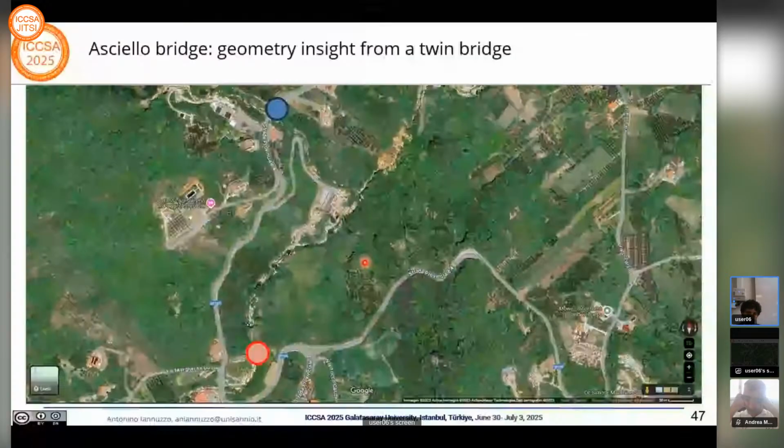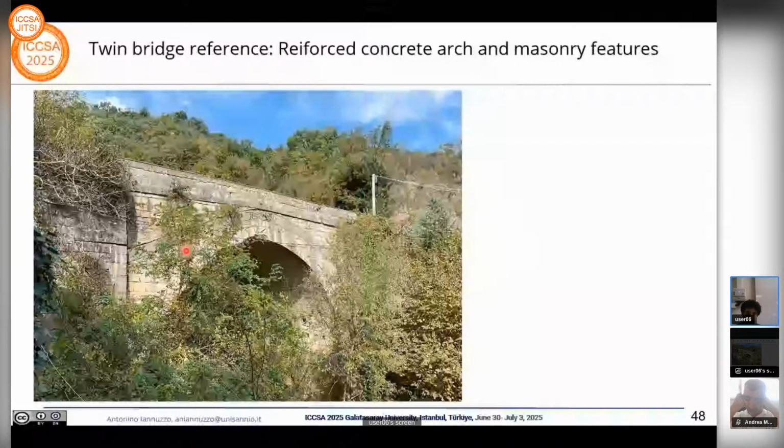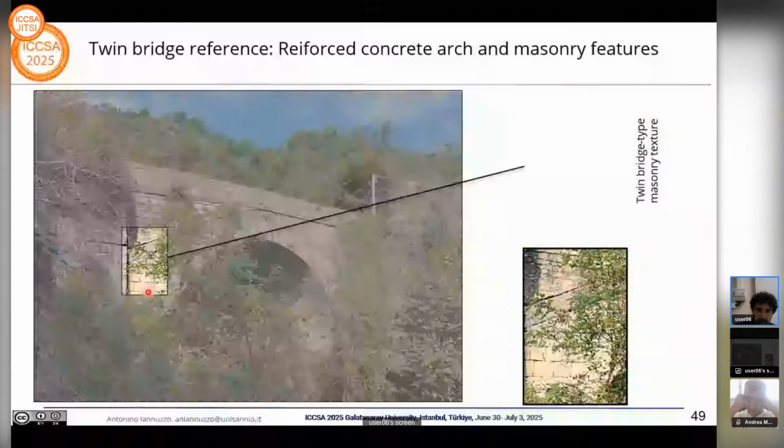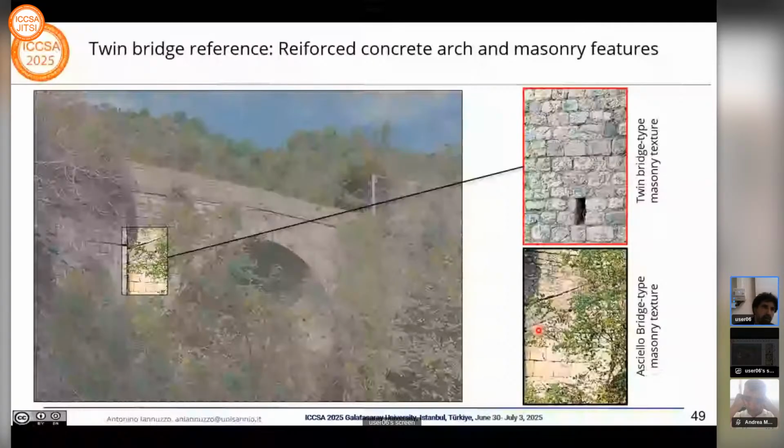As you may appreciate in this twin bridge, the first thing we noticed is that there are a lot of similarities between this twin bridge and the other one that collapsed. But the other thing, which in my opinion is truly important, is this. If you zoom in, here on the bottom, this is a reinforced concrete arch placed over the masonry arch, probably right after the 1960s of the previous century.